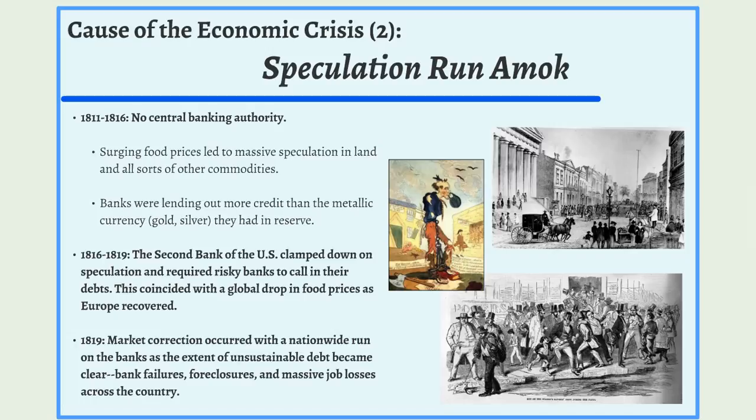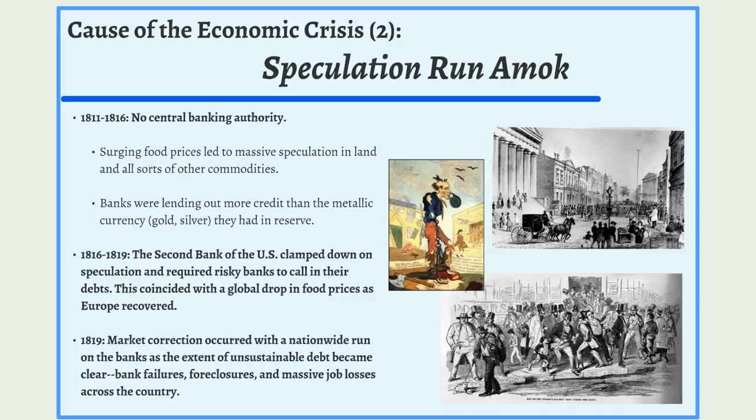This in turn coincided with a global drop in food prices as European economies recovered by the year 1819. And so it's in that year, as the banks are being clamped down upon and being required to call in their debts, where you see a full-blown economic panic in the United States. We now know this economic panic was absolutely necessary. It's a market correction. The market was overinflated. It had to come back down to earth.